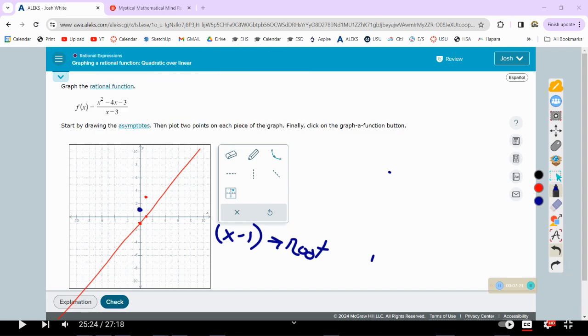We can't plug in 3, but let's plug in, let's say, negative 6. So that would be 36 plus 24 minus 3. That's going to be 60 minus 3 is 57 over negative 6 minus 3 is negative 9.